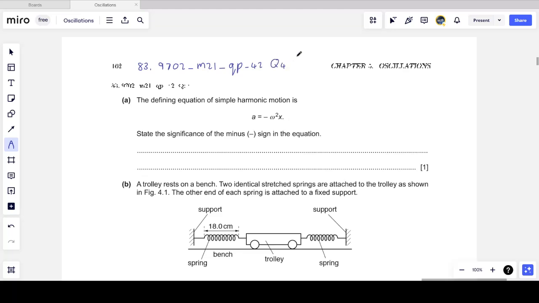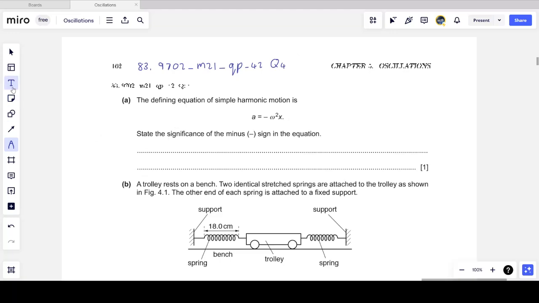We are told that the defining equation of simple harmonic motion is a equals minus omega squared x. We are asked to state the significance of the minus sign in the equation. The two defining characteristics of simple harmonic motion are the minus sign, and that omega is a constant, so omega squared is a constant value, which means the acceleration is proportional to the displacement.